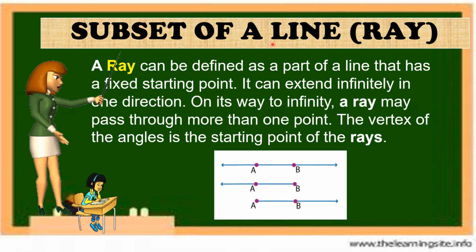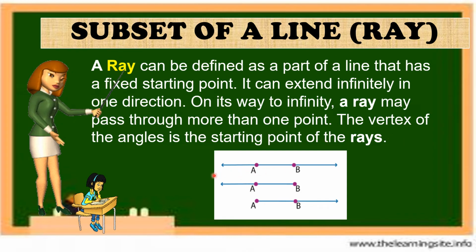Subset of a line: ray. A ray can be defined as part of the line that has a fixed starting point. It can extend infinitely in one direction. On its way to infinity, a ray may pass through more than one point. The vertex of the angle is the starting point of the rays.